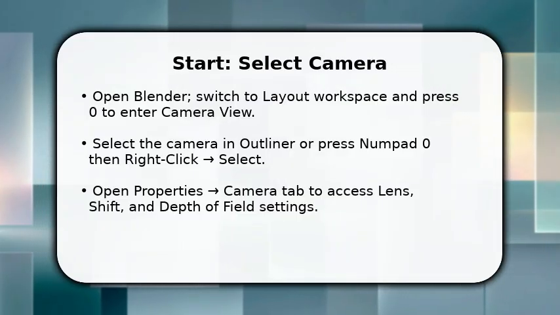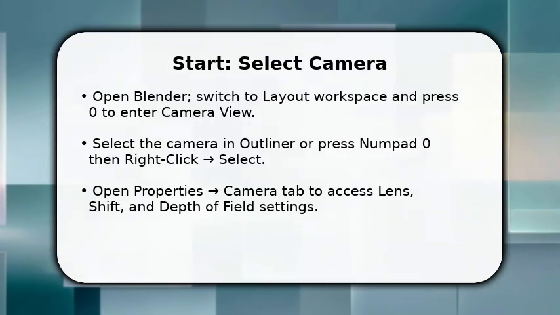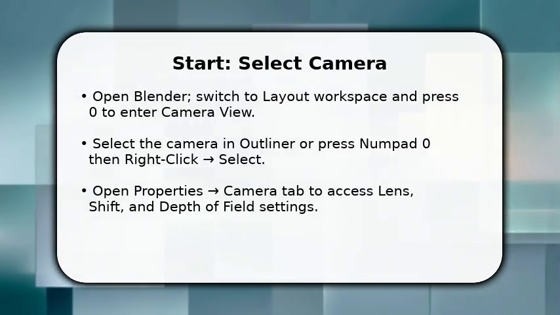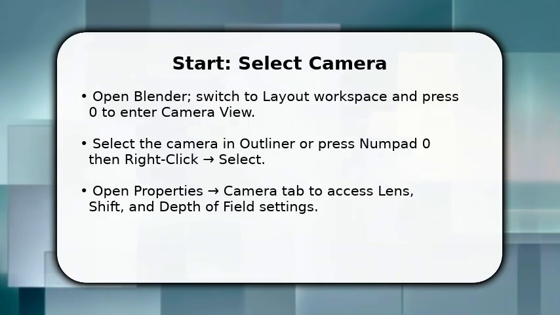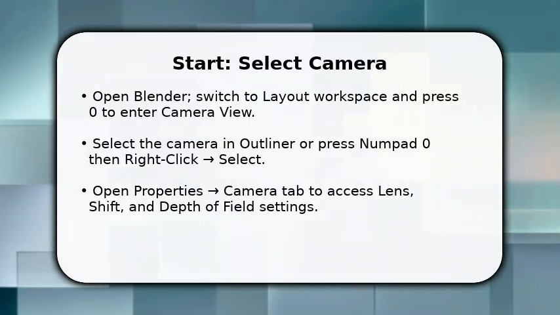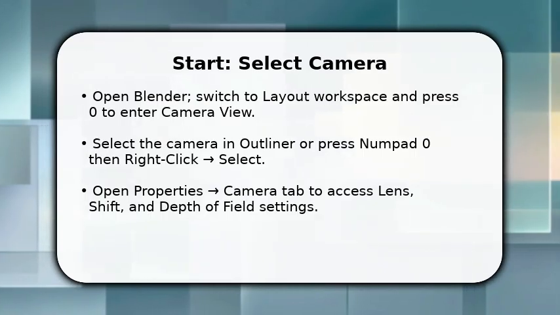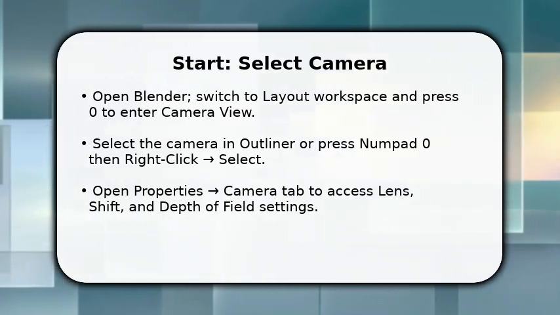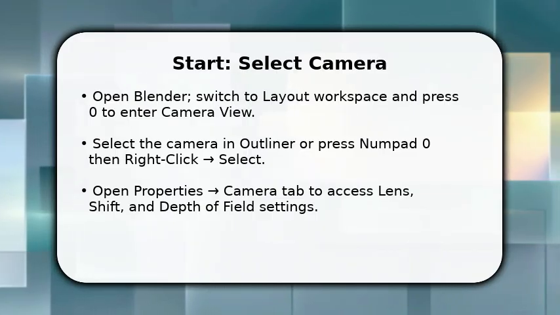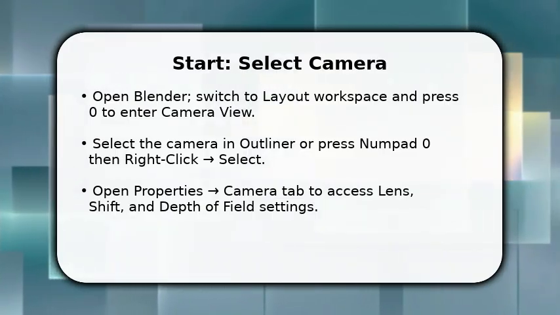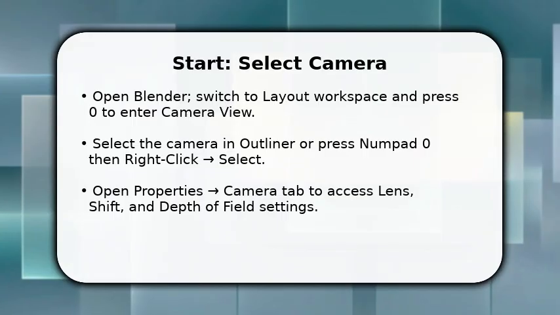You start by opening Blender and immediately switching to camera view with numpad 0 so you see what the camera frames. Once you can see the camera, select it in the outliner or directly in the viewport. Then open the Properties editor and click the Camera tab. This is where you'll change size-related controls like focal length and sensor size.